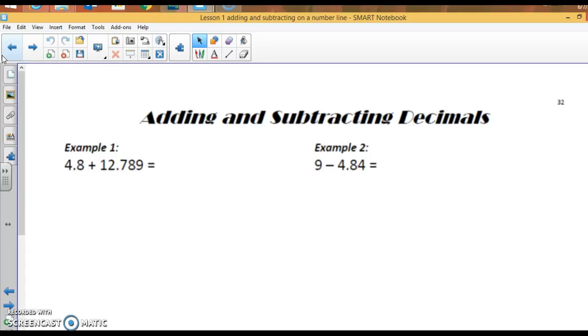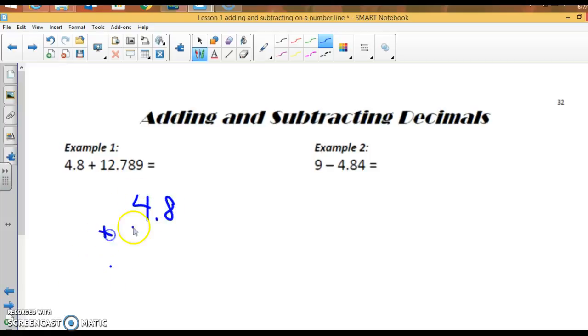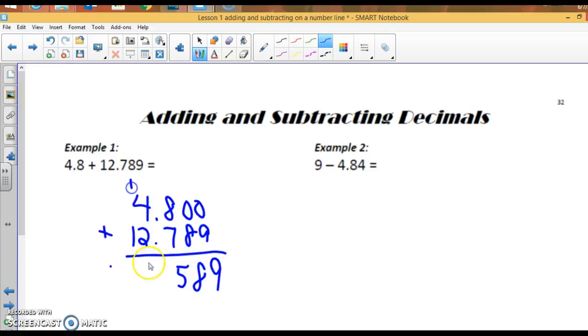When you are adding and subtracting decimals, the thing that you must remember is that you need to line up the decimal point. So, this one, 4 and 8/10 plus 12 and 789 thousandths. I like to put some zeros here to hold spots. Add 9, 8, 15, carry the 1, bring your decimal point straight down. That's 17.589.